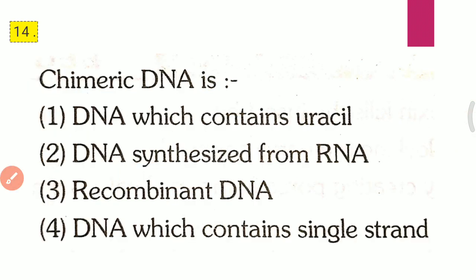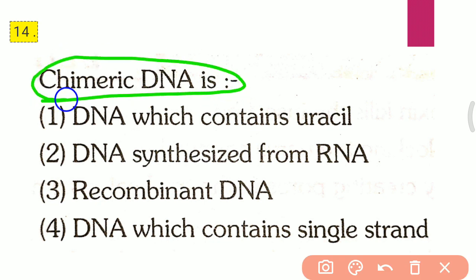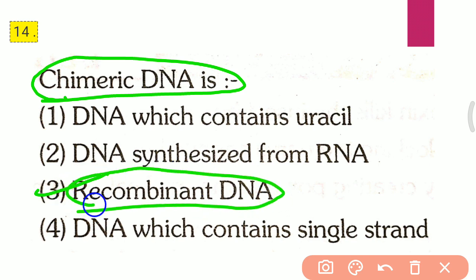Question 14. Chimeric DNA is: first, DNA which contains uracil; second, DNA synthesized from RNA; third, recombinant DNA; fourth, DNA which contains single strand. The correct answer for the 14th question is the third one, that is recombinant DNA.